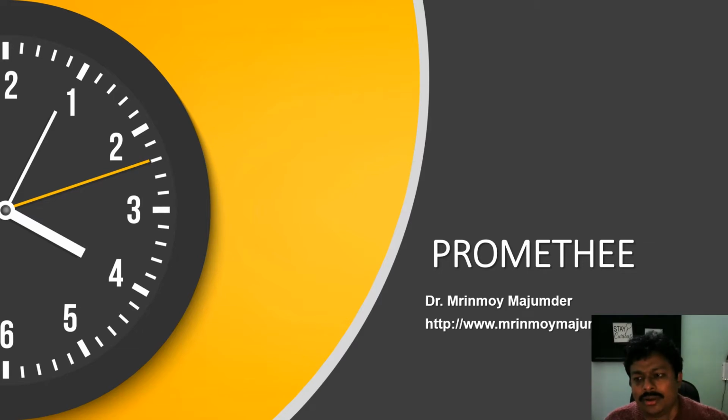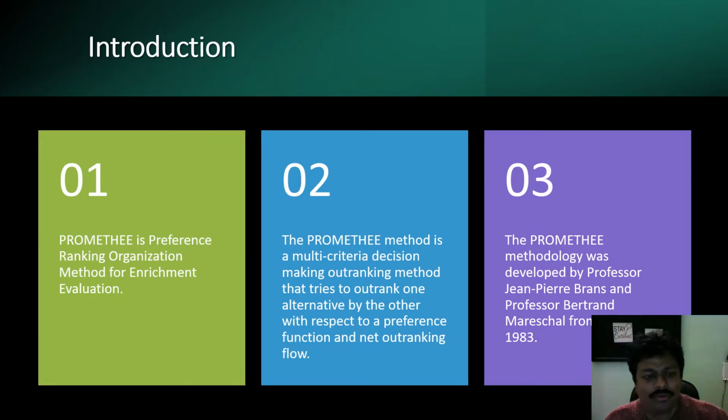Now, the full form of PROMETHEE is Preference Ranking Organization Method for Enrichment Evaluation. And this method was developed by Professor Jean-Pierre Brans and Professor Bertrand Mareschal in the year 1983.